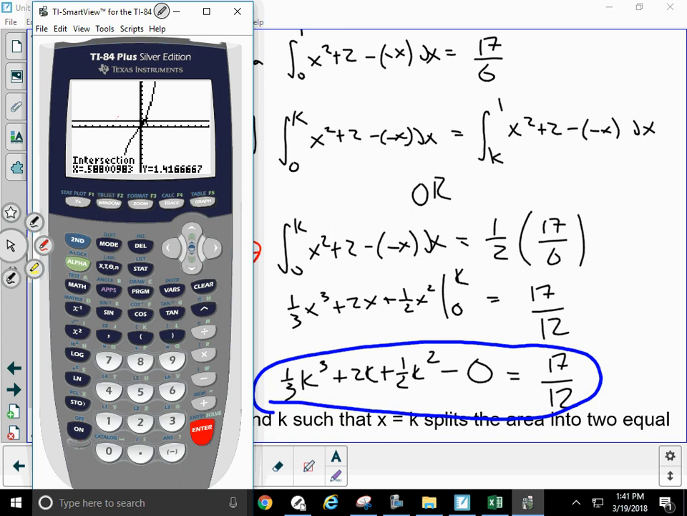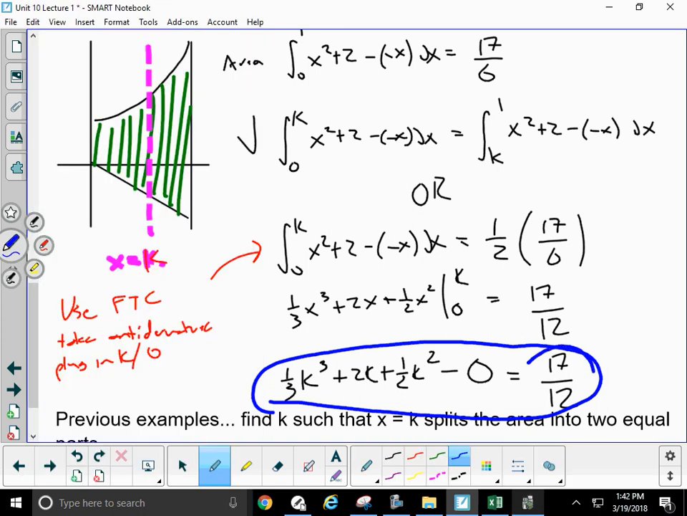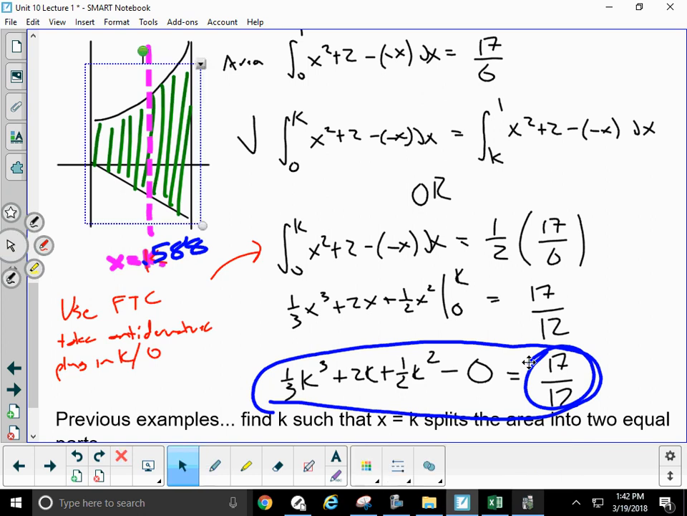I get 2 points. I got an x and a y. Which one's my answer? Well, you tell me. It's the x. Y is 17/12. So we found x is 0.588. Some things to notice. Our answer should make sense. It needs to be between 0 and 1. We can kind of see that it's going to be to the right of 0.5 based on the shape of our region. All of these can help you make sure you get the right answer.